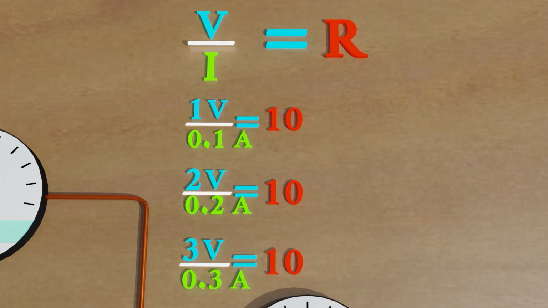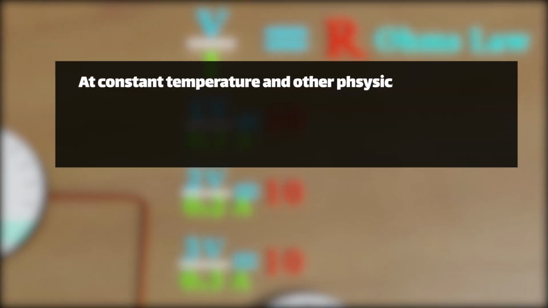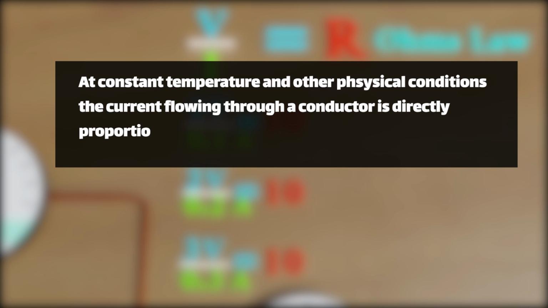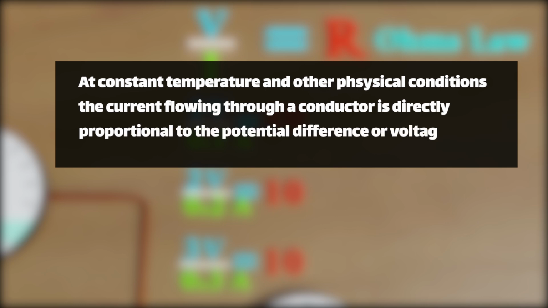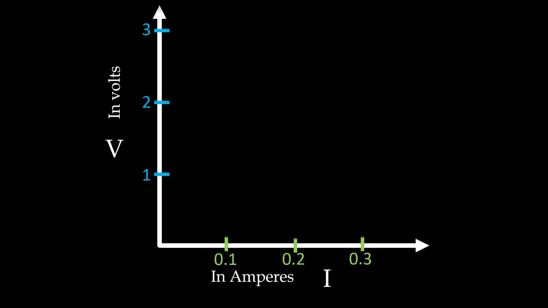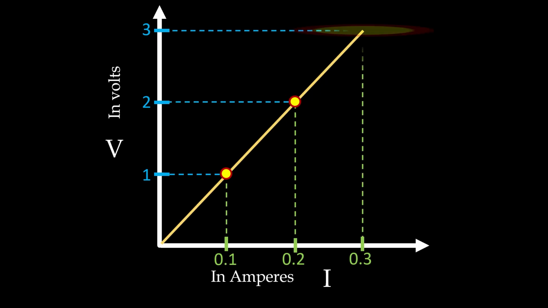This relation is called Ohm's law, which states that at constant temperature and other physical conditions, the current flowing through a conductor is directly proportional to the potential difference or voltage applied across it. If we plot this relation on a graph, we always get a straight line. In our example, 1 volt gives 0.1 ampere, 2 volts gives 0.2 ampere, and 3 volts gives 0.3 ampere.